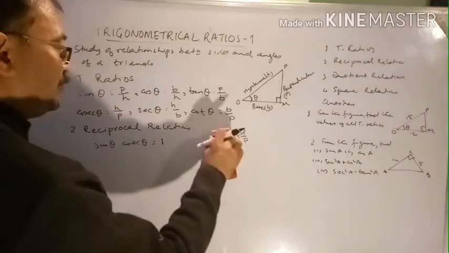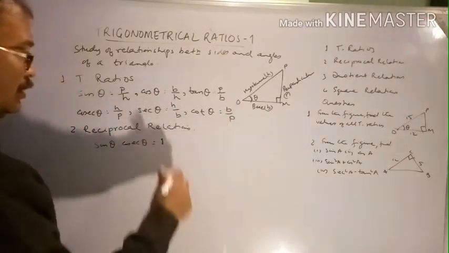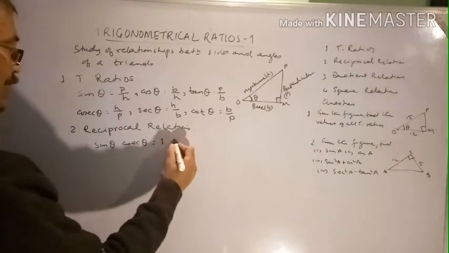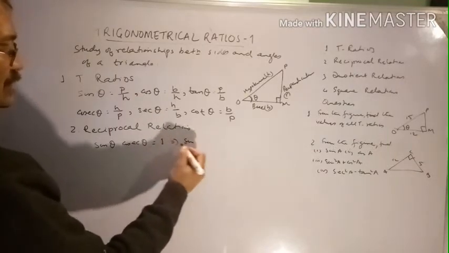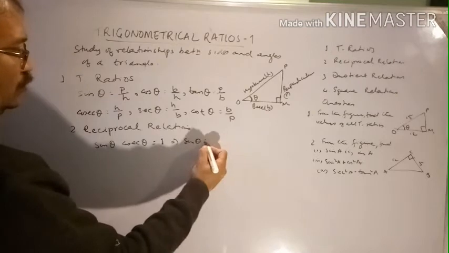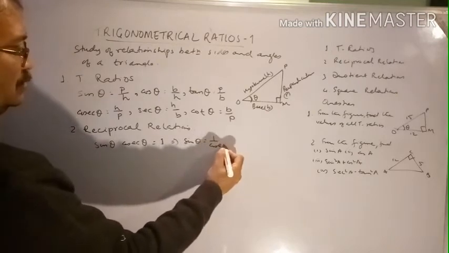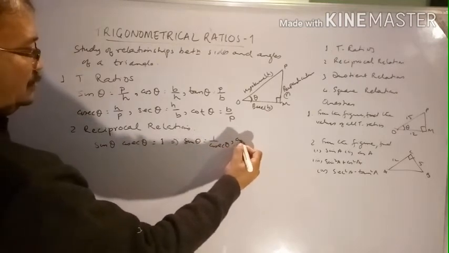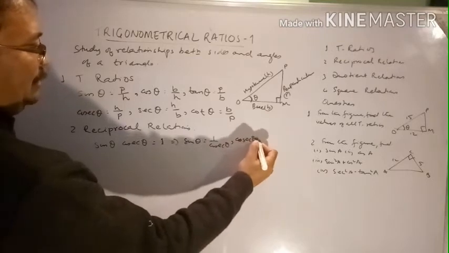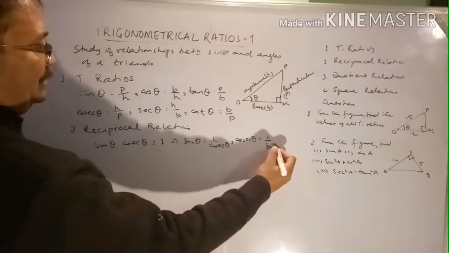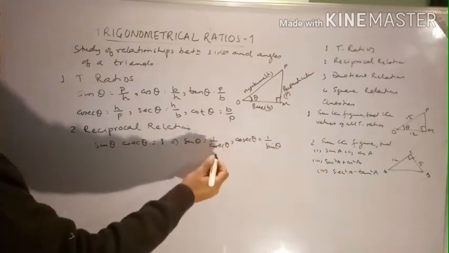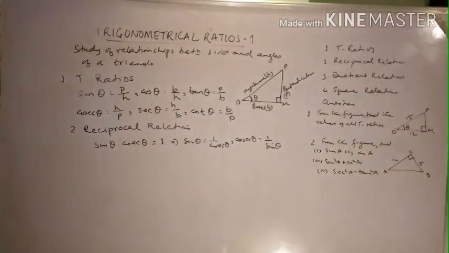So this will imply sine theta equal to 1 by cosec theta and cosec theta equal to 1 by sine theta. So sine is the reciprocal of cosec, cosec is the reciprocal of sine theta, and their product is 1.